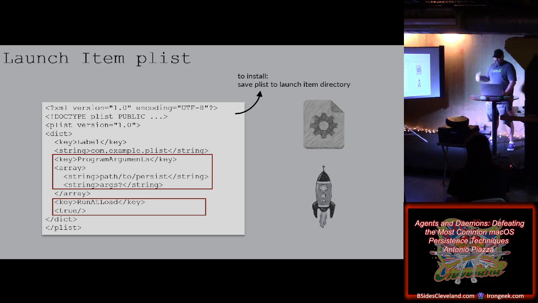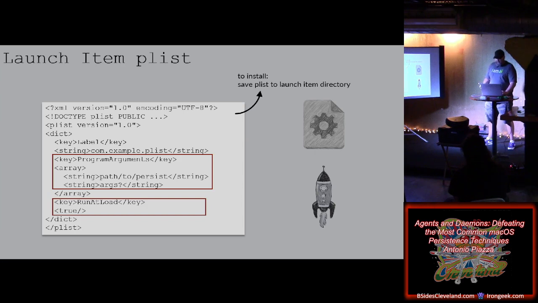The key is used to start the job as soon as it has been loaded. For daemons, this means execution at boot time. And for agents, this means execution at login. And that's your difference between the daemon and the agent. You've got a launch daemon that's going to launch at boot, and a launch agent that's going to launch at login.